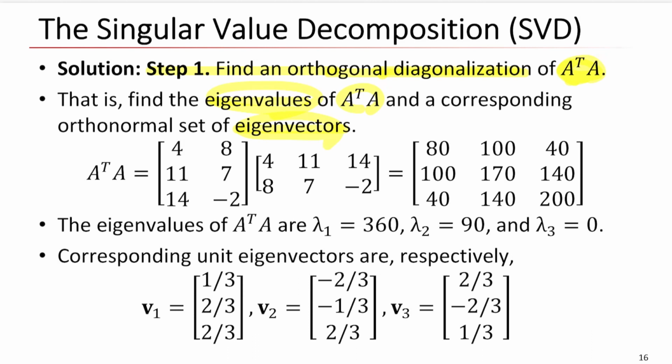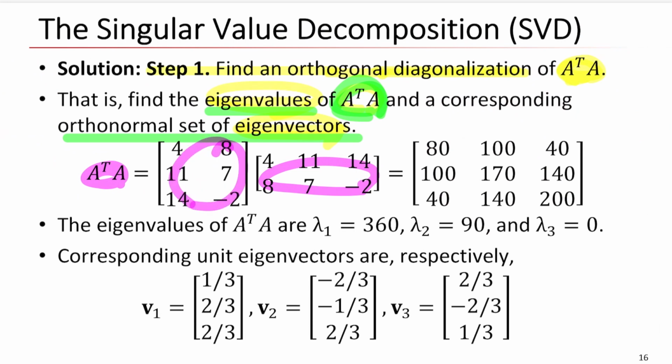First of all, find the eigenvalues of A transpose A and the corresponding orthonormal set of eigenvectors of A transpose A. To this end, first we have to compute A transpose A. A is here, 4, 8, 11, 7, 13, negative 2, and A transpose here. Then we compute the matrix multiplication, this row by this column. So in this case, 80, right?